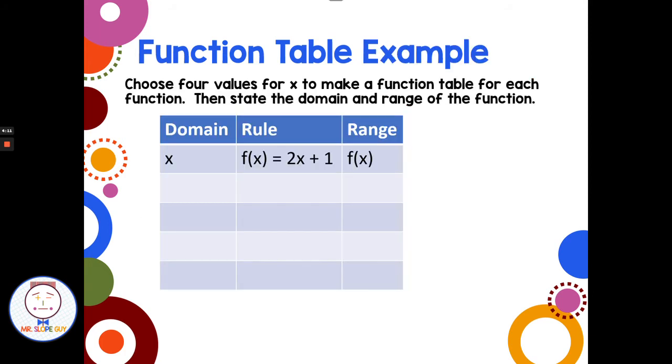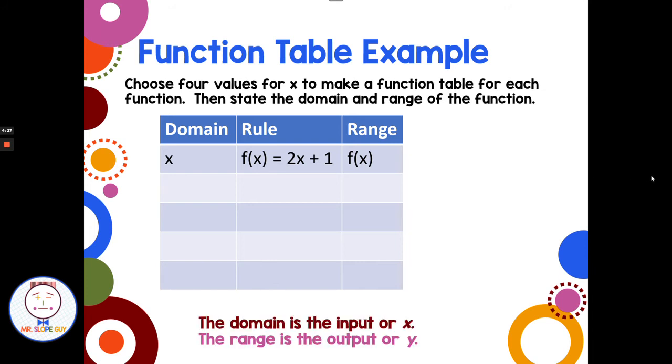So let's say we have a table like this where we have our inputs, our domain, our x. Then we have our function rule, f of x equals 2x plus 1. And then we have our range or our output as f of x. So if we try a domain of, let's say, 1, the domain is the input or the x, so then we do f of 1. Well, f of 1 would be 2 times 1, which is 2, plus 1 is 3. So our range or our output or our y is 3.